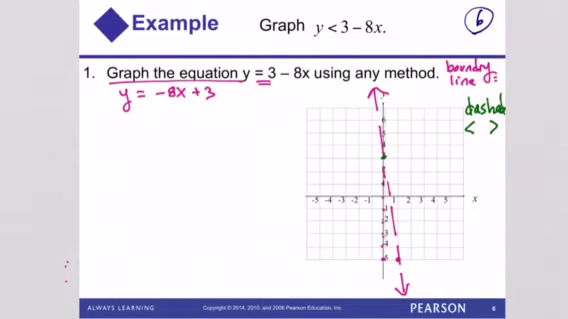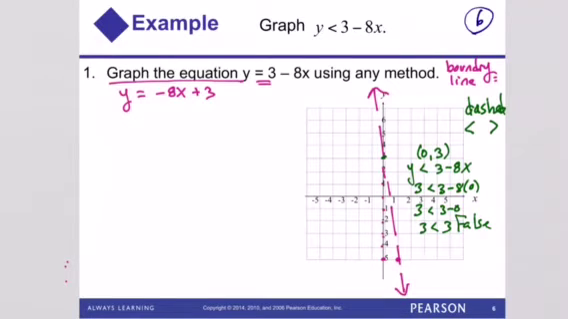If we pick 0, 3 and we put it into the original inequality, y is less than 3 minus 8x, so we put 3 in for y and 0 in for x, we get 3 is less than 3 minus 0. 3 is less than 3. That's false. So we have to have a way of showing that the points on the graph are not included in the solution set. None of the points along this graph are included in the solution set. The way we do that is by drawing a dashed line. Okay, that's how you draw the boundary line.